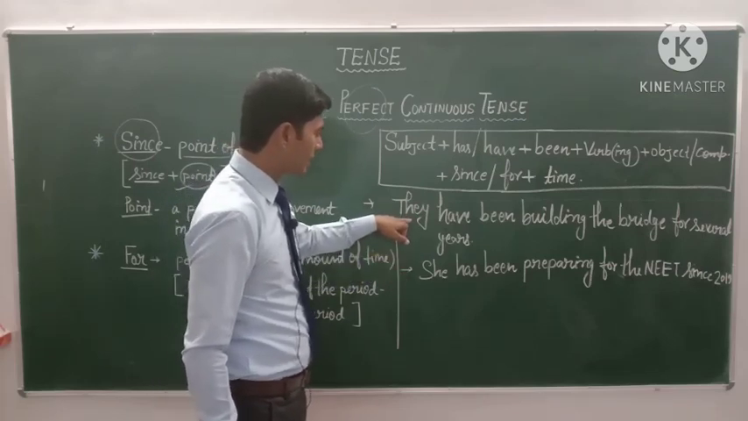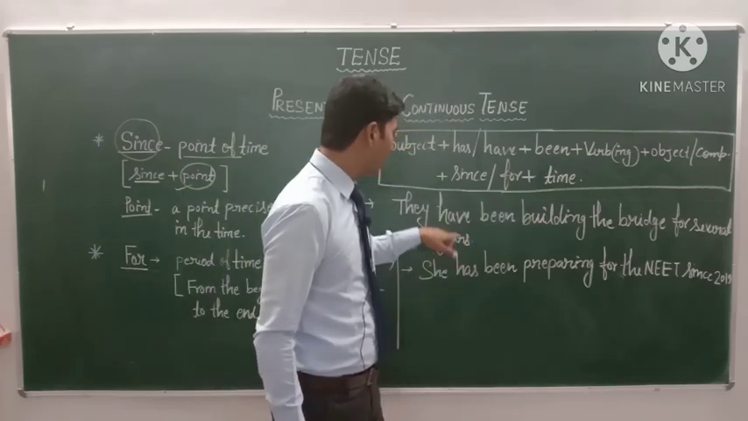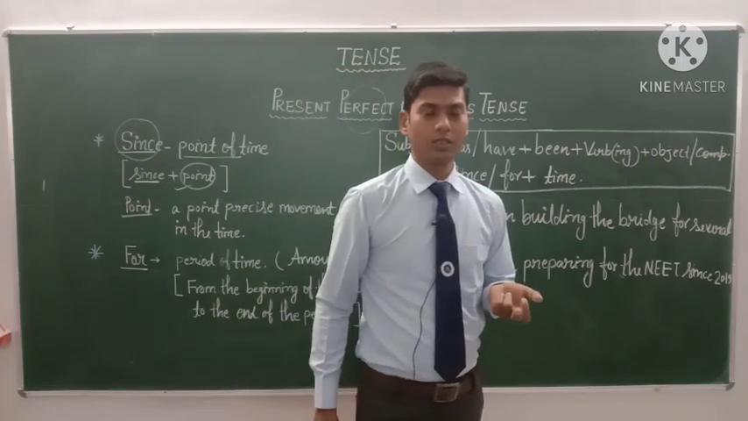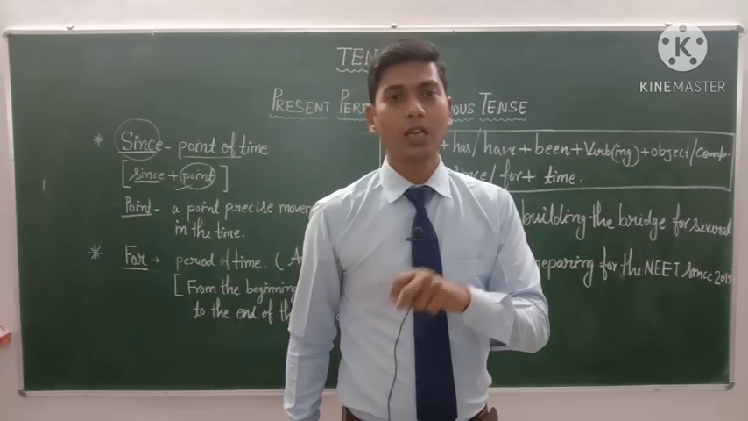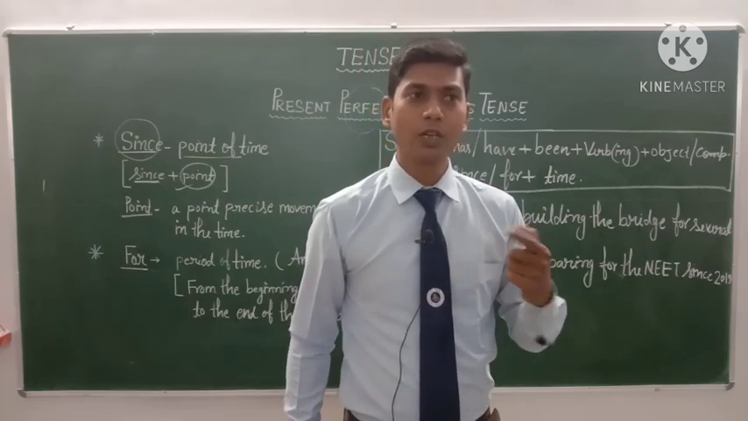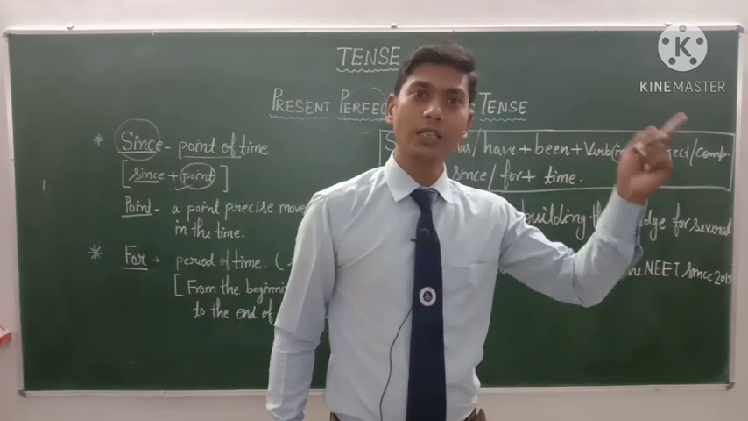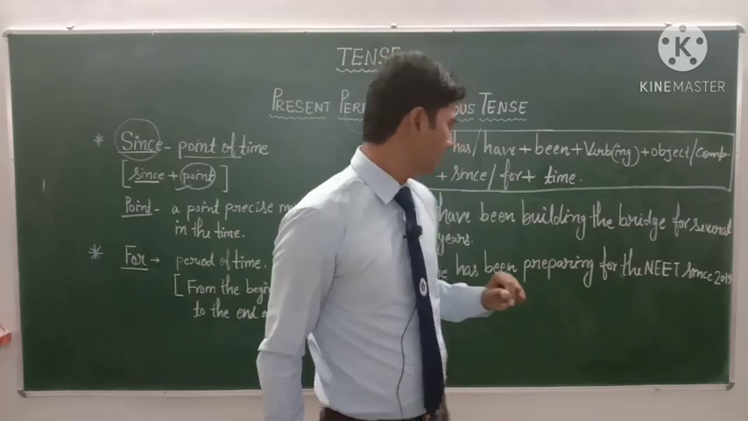And in the first sentence, they have been building the bridge for several years. It means they are still working. They are still working now. It means at the time of speaking, the work is in progress, while it started in the previous period, in the past time. Okay.